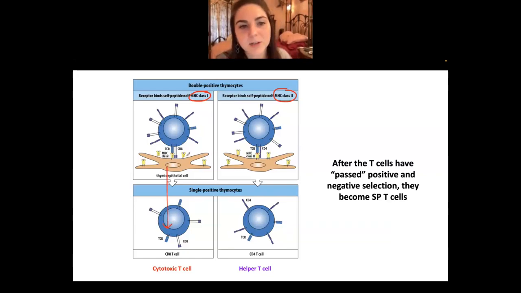So if it's reacting really nicely with the CD8 positive marker, then it's going to turn into a CD8 T cell. If it reacts really nicely with MHC class 1, it's going to turn into a CD8 positive T cell, and then CD4 is out here in the dust. If it reacts really nicely with MHC class 2, then it's going to turn into a CD4 positive T cell. So this is what's meant by single positive. Now it's either 8 or 4. And again, a CD8 positive T cell is a cytotoxic T cell. A CD4 positive T cell is a helper T cell.